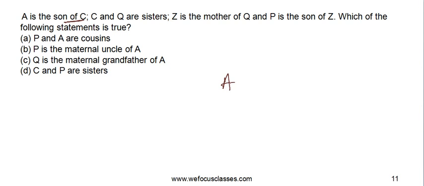So there is A, he is the son of C. And C and Q are sisters. So she is female. So C is the mother of A and Q is the aunt of A. Z is the mother of Q. So she is also female.